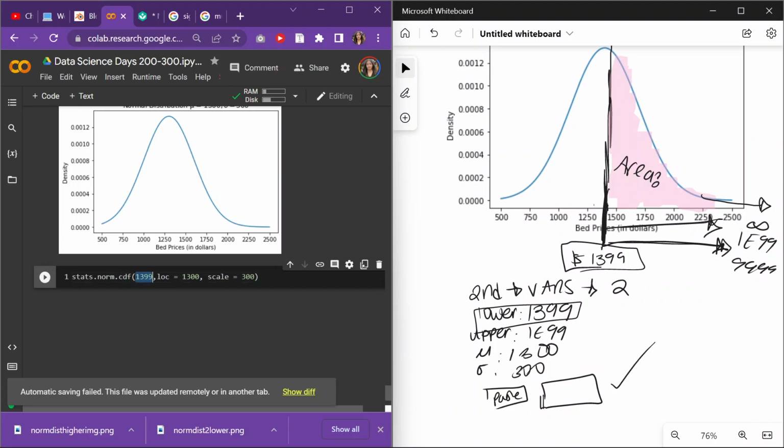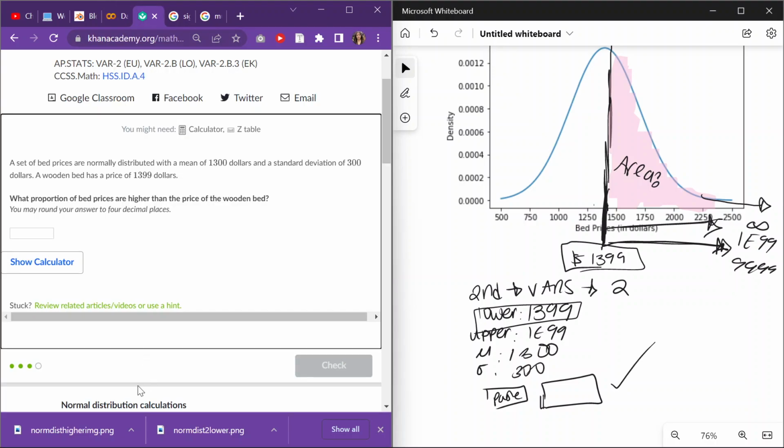It's just the point, because you have to know that CDF calculates the proportion, or the area, below a point. So in this case, you're going to have to do 1 minus that to get the area above a point, because it's basically the opposite. And again, you just want to round to 4 decimal places, and then that should be your answer right here.